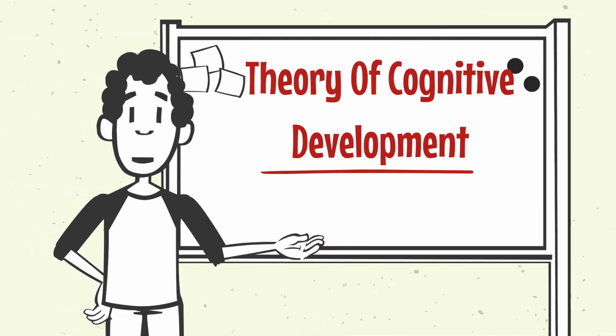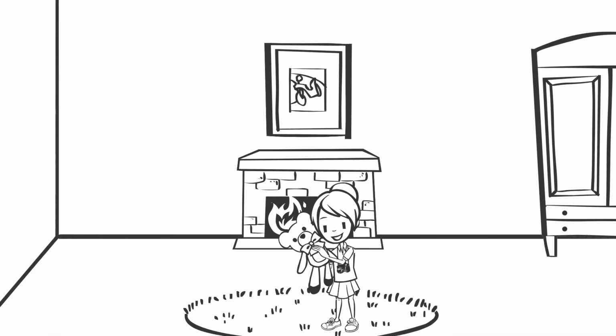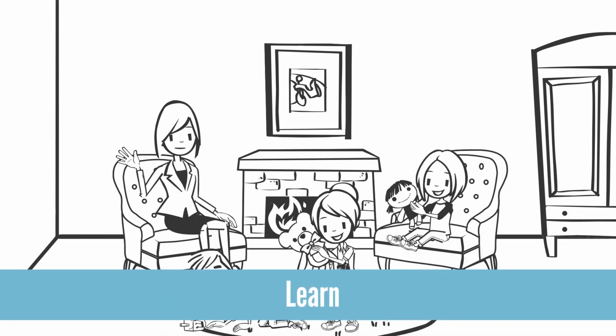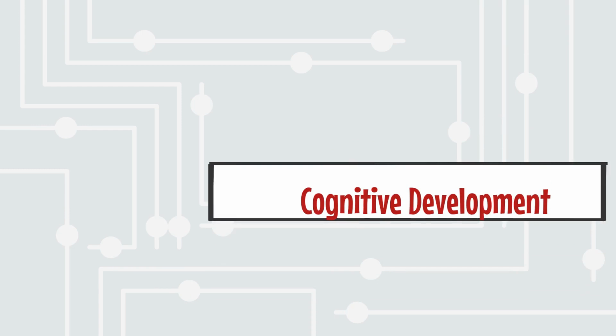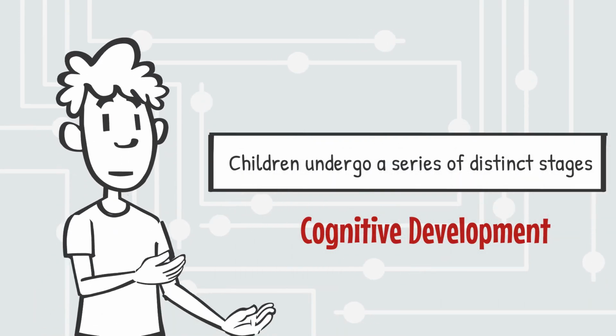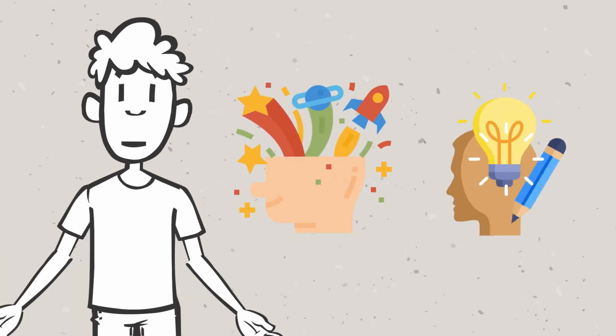The theory of cognitive development, pioneered by Swiss psychologist Jean Piaget, is a groundbreaking concept that has significantly influenced our understanding of how children think, learn, and make sense of the world around them. Piaget's theory is based on the idea that children undergo a series of distinct stages in their cognitive development, each characterized by particular ways of thinking and processing information.